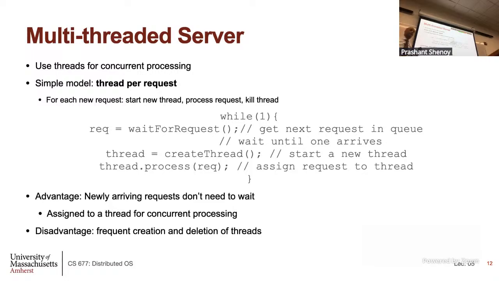The disadvantage is there is essentially frequent creation and deletion of threads. There's an overhead of creating a thread for every request that arrives. There's going to be some overhead to creating a thread. It's not zero. Unlike a process which has higher overhead, there's going to be some price you pay here. So what do you think we can do to reduce this overhead?